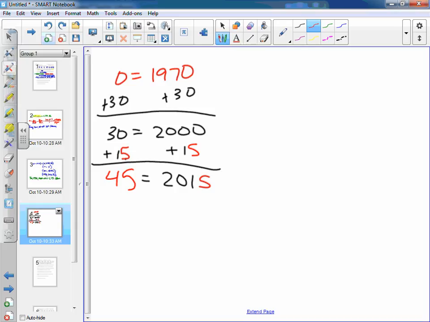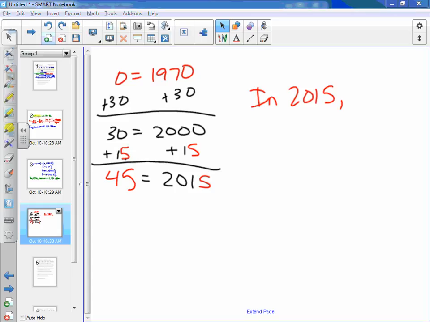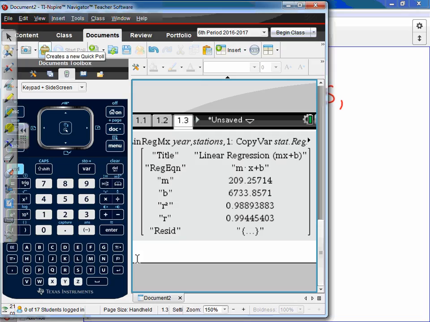Now, what this means is I want to know in 2015 how many stations we had. There are 2 ways you can do this, and I'm going to show you both ways. So I need you to go back to your calculator page. Where did we save this? Currently, we're on a calculator page. We're in a calculator page right now.